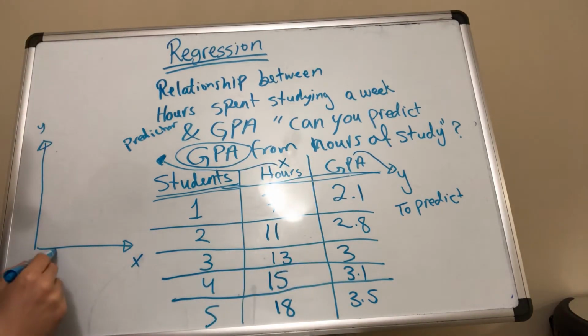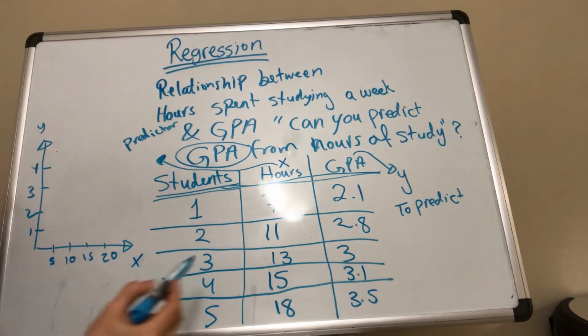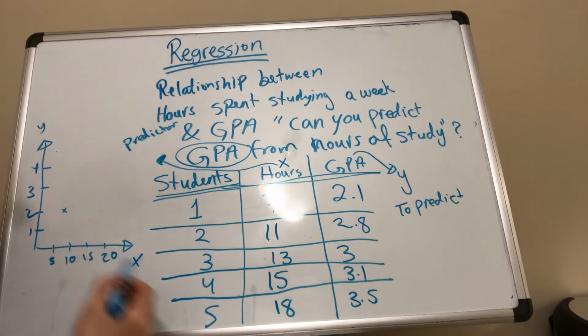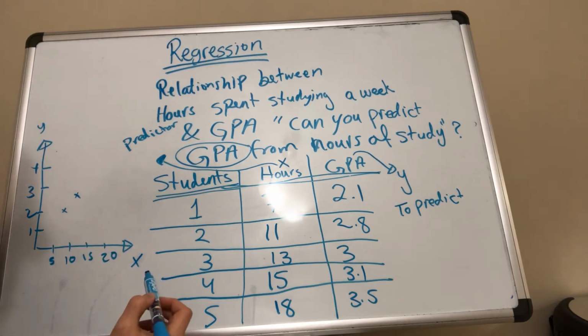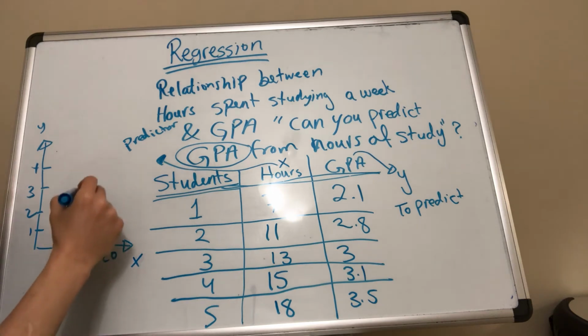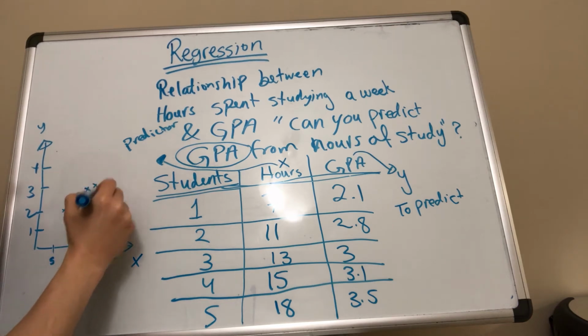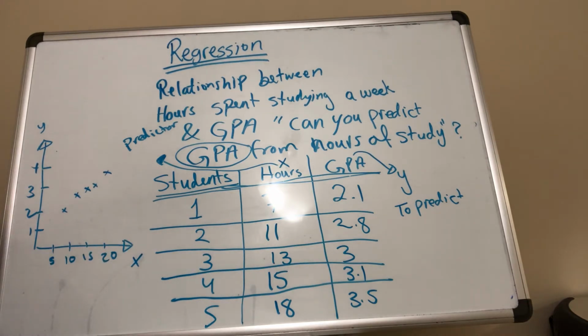So if you say I have 5, 10, 15, 20 here, and here we have 1, 2, 3, 4, you start finding where each point is. So 7, 2.1 would be somewhere here. 11 with 2.8 would probably be somewhere here. 13 and 3 would be somewhere here. 15 and 3.1 would be just next to it. 18, 3.5 would be here. You see that they're not exactly on a straight line.